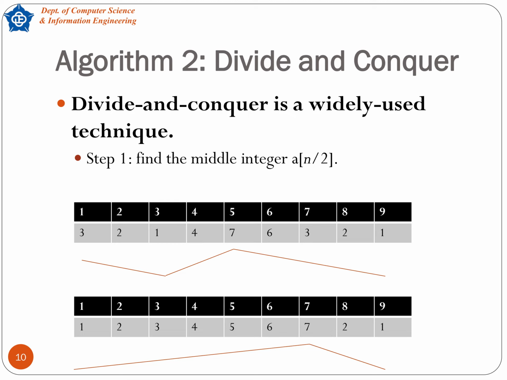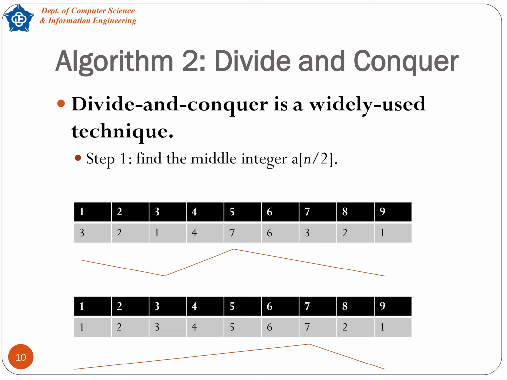On the slide, you'll see 2 tables indexed from 1 to 9. In the top table, the values read 3, 2, 1, 4, 7, 6, 3, 2, 1. A pair of red lines swoops in around the central position 5, where our 7 sits, forming a clear V that marks the left and right subarrays, ready for recursion.